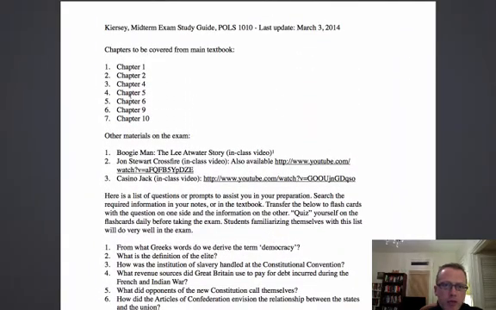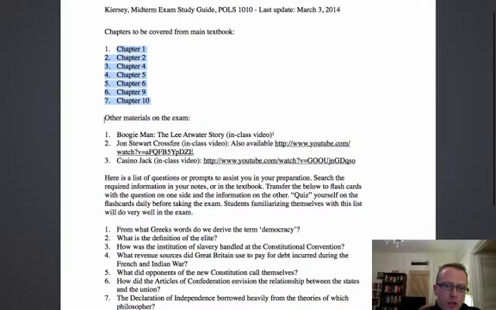Chapters that we're covering from the textbook are listed here. As you'll see, they map onto the textbook chapters as they're mentioned week by week in the syllabus. Other materials which may be on the exam include the videos that we watched in class. As I mentioned to you, these videos would be on the exam, and indeed there's a question from each one of the videos on the exam.